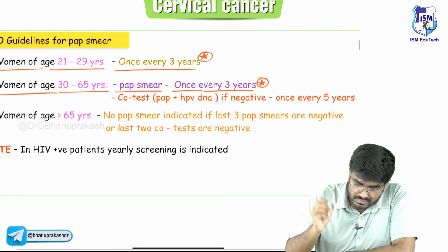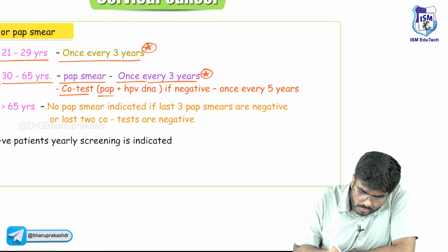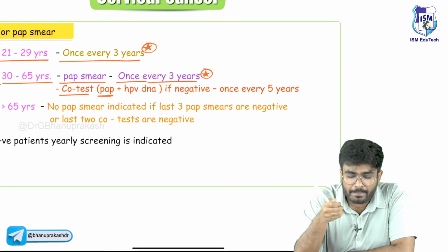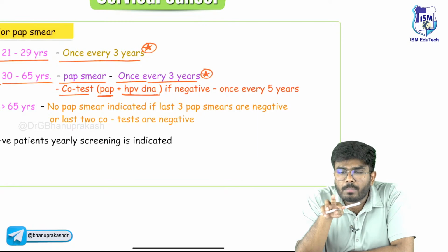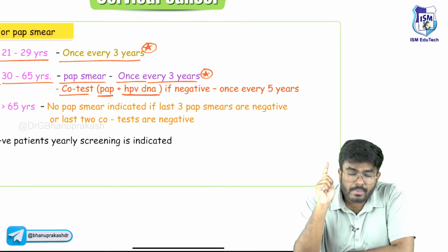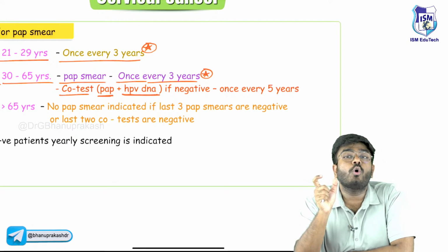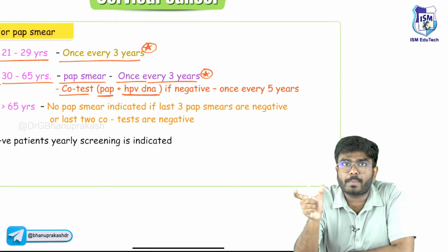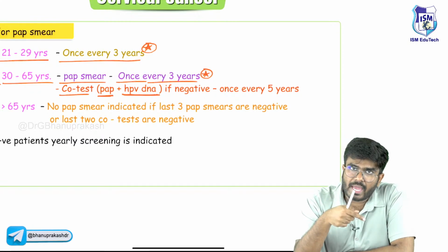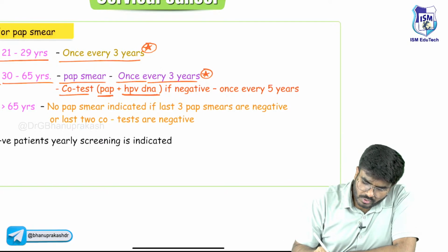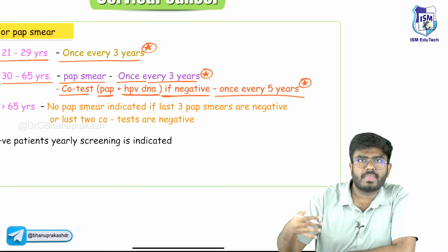But there is one more test which is called a co-test. In this co-test, what exactly are we going to do? We are going to do the pap along with checking for HPV DNA. If we do both things combined, pap as well as HPV DNA, it is called a co-test, which is a better test when compared to the PAP. PAP is simple, like a screening test. This is better because we are doing the PAP along with HPV DNA. So if the co-test is negative, then you can go for the next test after 5 years.